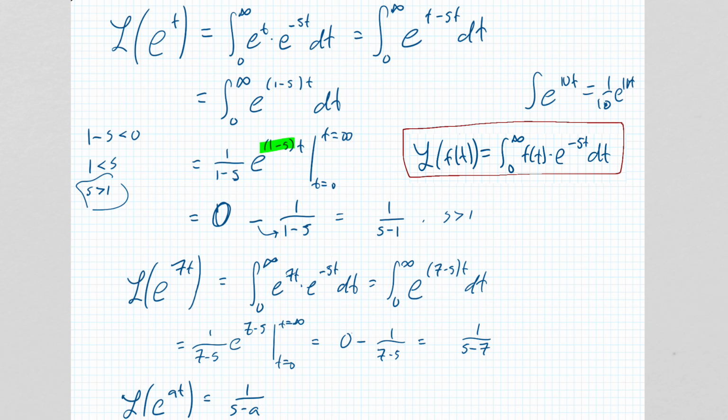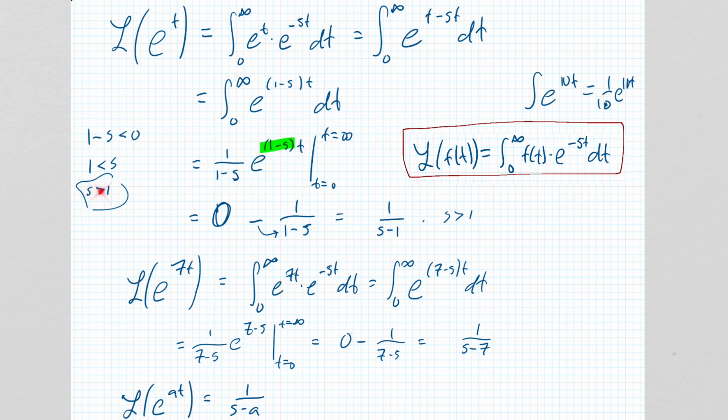So from here, I have to evaluate t equals infinity into this thing and t equals 0. The t equals infinity is going to go to 0. I can explain that pretty quickly. I get e to the 1 minus s times infinity. This thing will become an exponential decay in a certain circumstance. What we would need is this parentheses to be smaller than 0, to be negative, right?